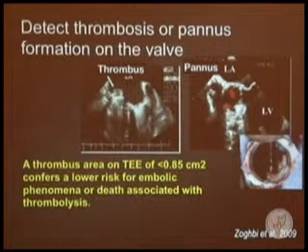TEE also can detect thrombosis or vegetation formation on the valve. This is the thrombus of the mitral valve, and this is the vegetation formation on the aortic valve prosthesis. You have to measure the thrombus area, because a thrombus area less than 2.85 cm square is at lower risk for embolic phenomenon or death associated with thrombolysis.